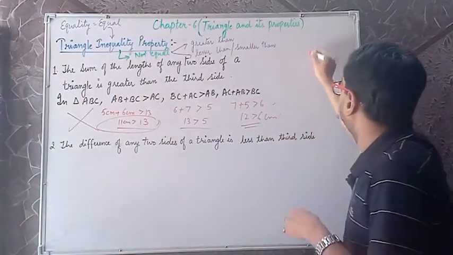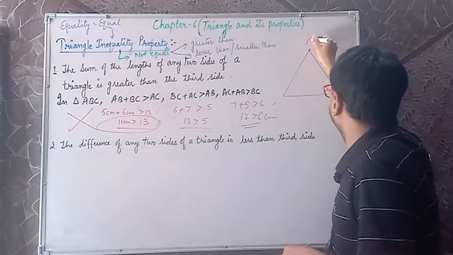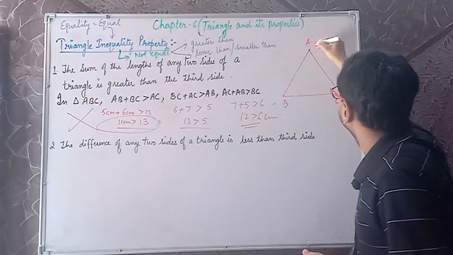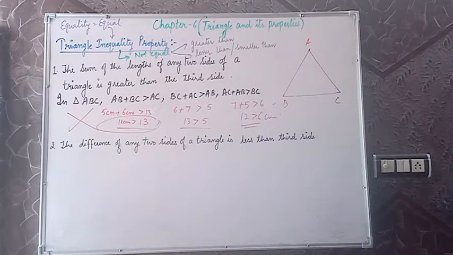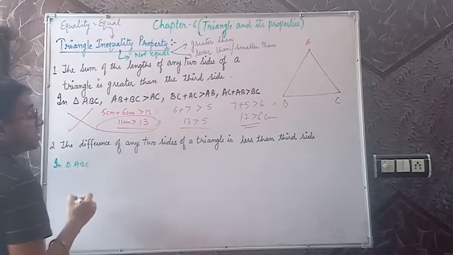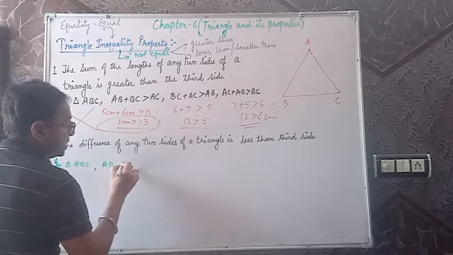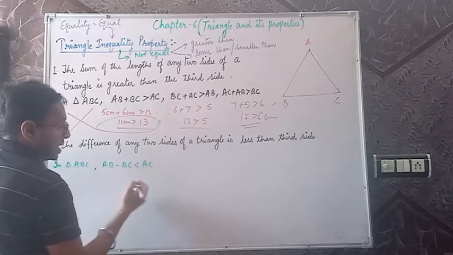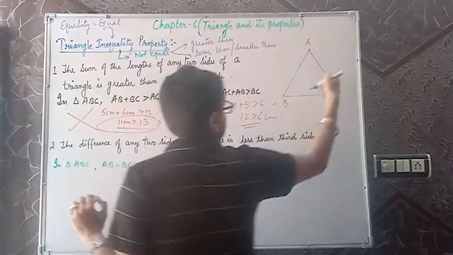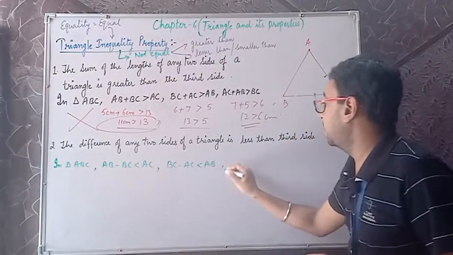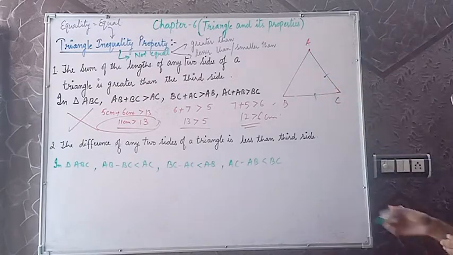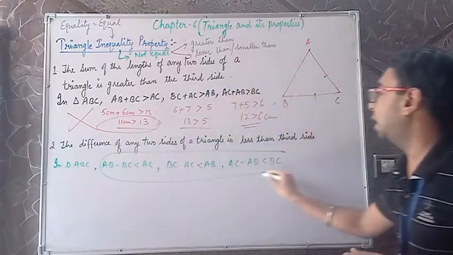So let me have a triangle again, ABC. Let's see what the conditions are. Closed figure. Do remember, closed figure. In triangle ABC, the difference AB minus BC is less than AC. Now BC minus AC is less than AB. Now AC minus AB is less than BC. Again we are having three conditions. So these three conditions must be satisfied to form a triangle.